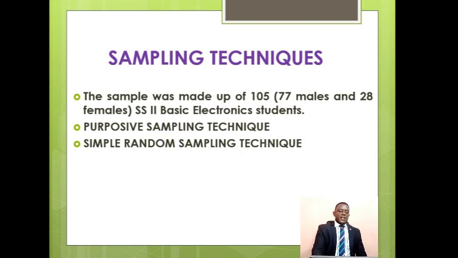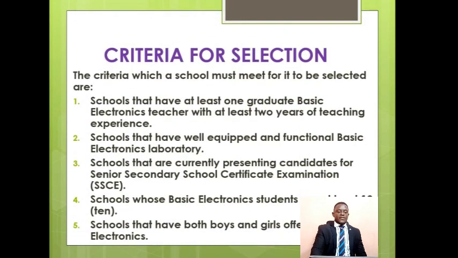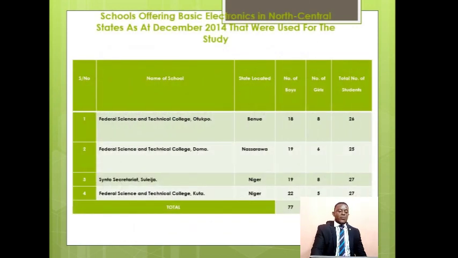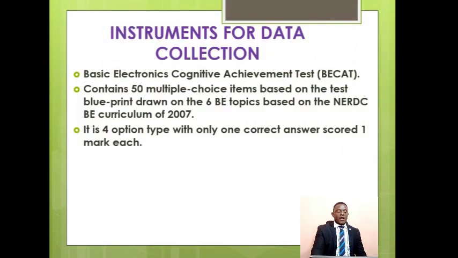And then the sampling technique: 2 sampling techniques were used. There is a purposive sampling technique. You need to find out about that because that's not what we are dealing with. And then the simple random sampling technique. The criteria for selection are included here, and the breakdown of the schools that were involved in the study, as you can see them, you have them here.